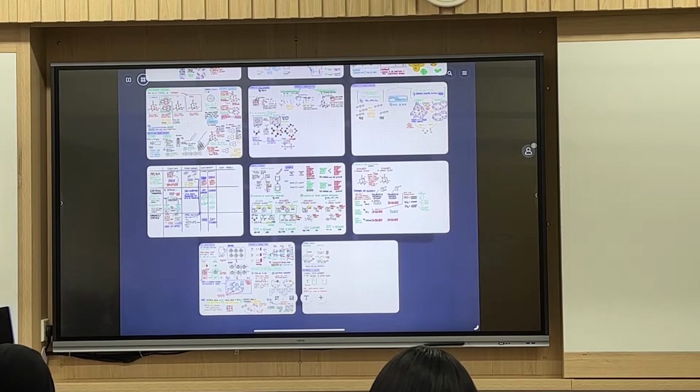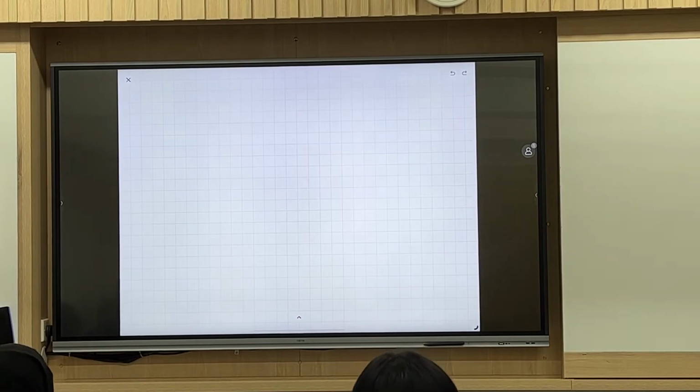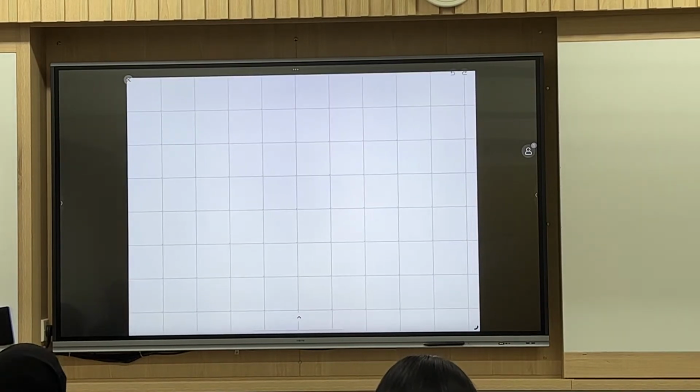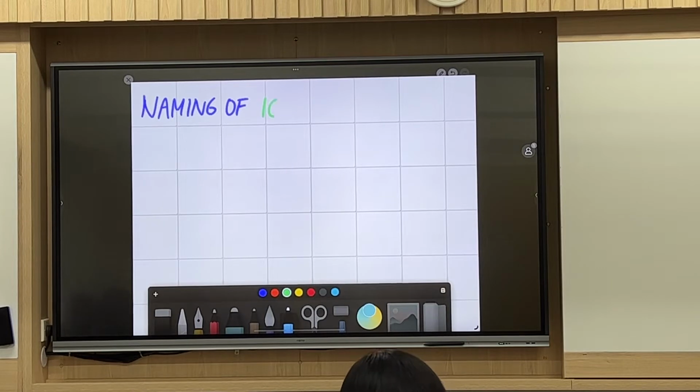Okay, so can you pick it out? We'll look at some naming of ionic compounds and covalent compounds that we might have discussed very briefly before. So on a new page in the notebook, can you put down the naming of ionic and covalent compounds? Okay, so ionic compounds first.